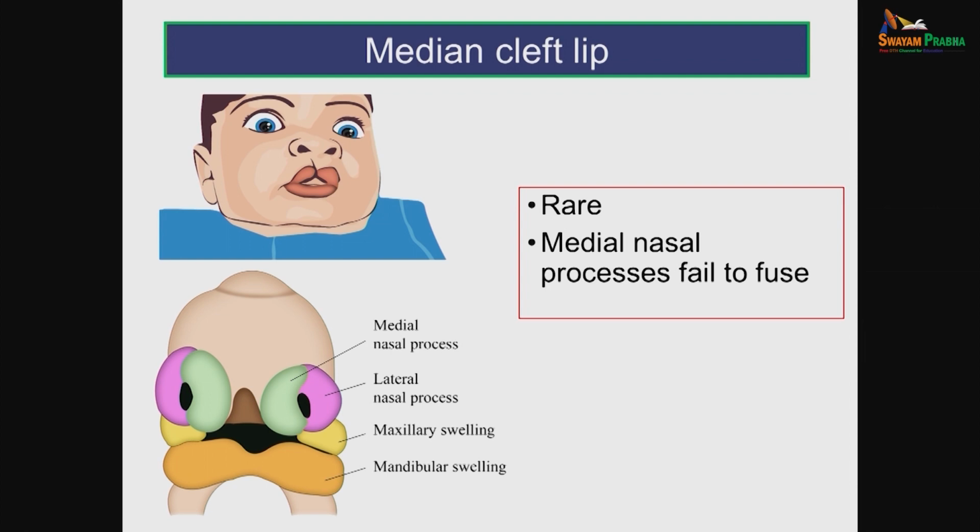Having understood that, we will just look at what is median cleft lip. If the two medial nasal processes fail to fuse, the child can have a median cleft lip. It is because of the failure of fusion of two medial nasal processes. It is very rare. This is median.